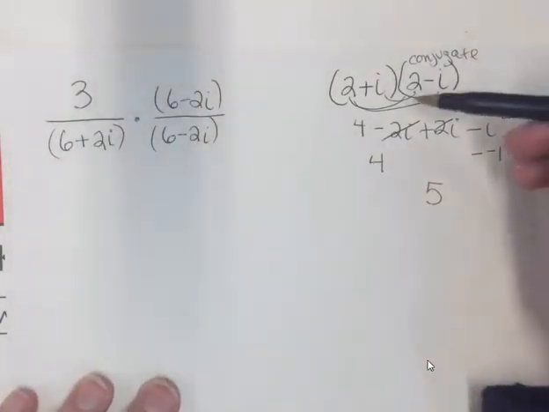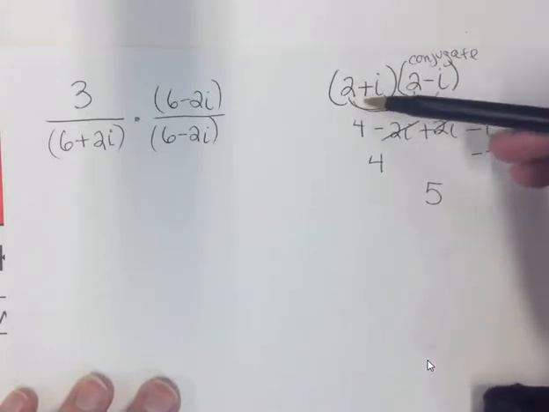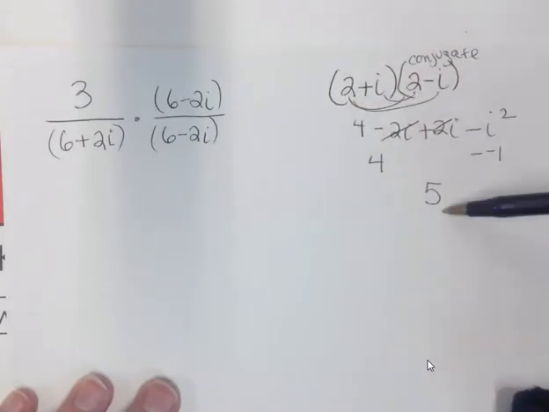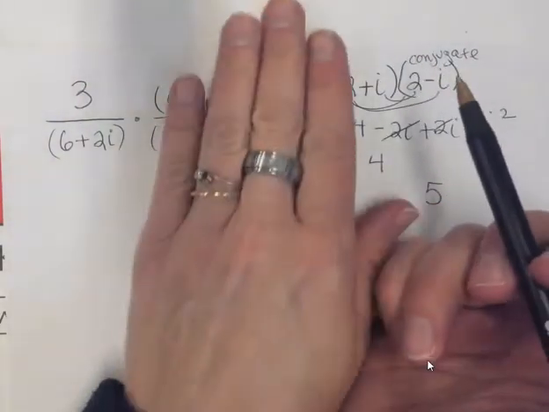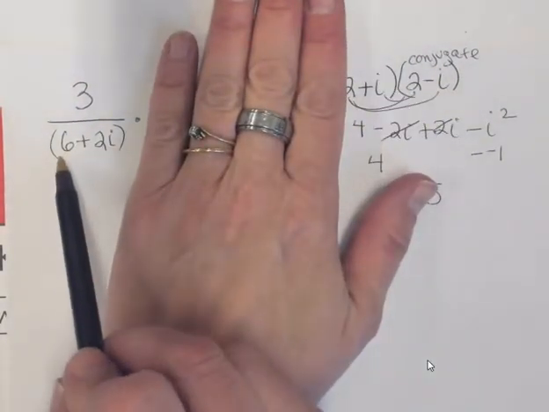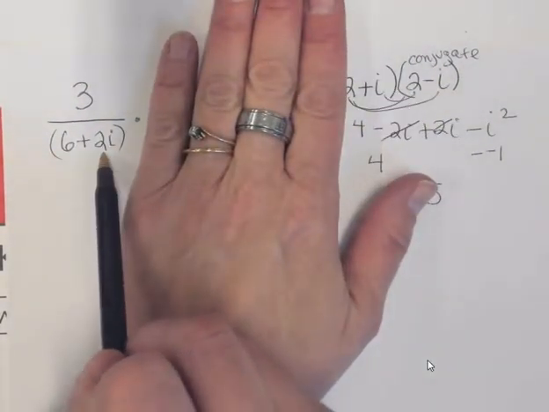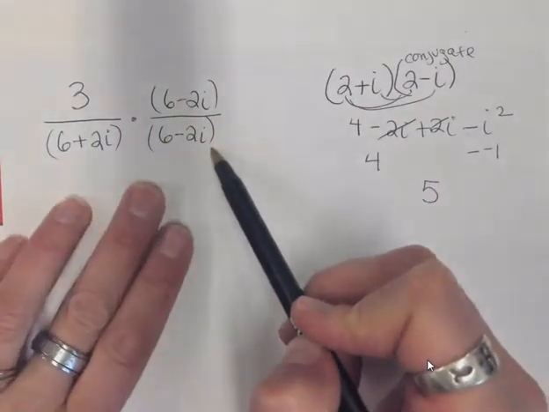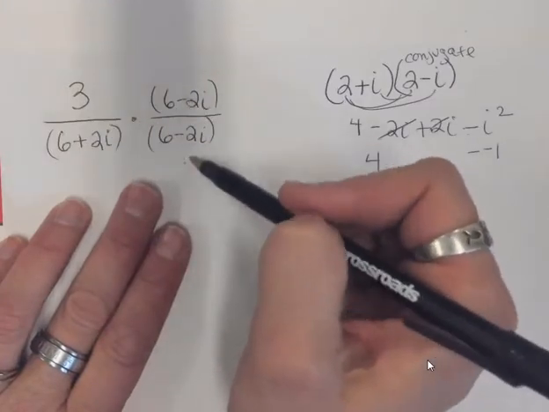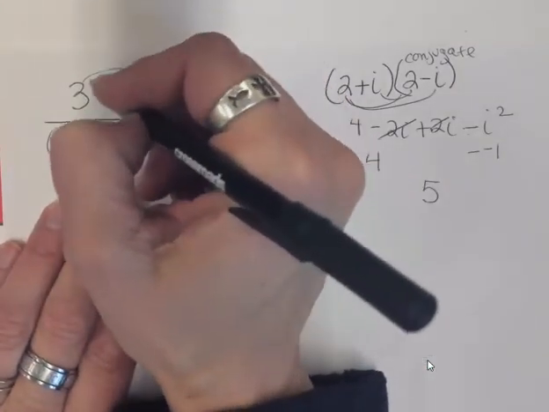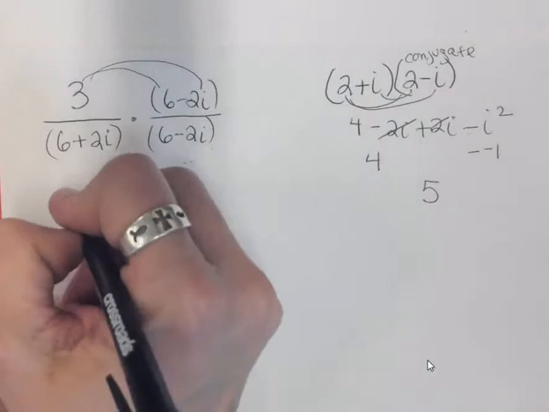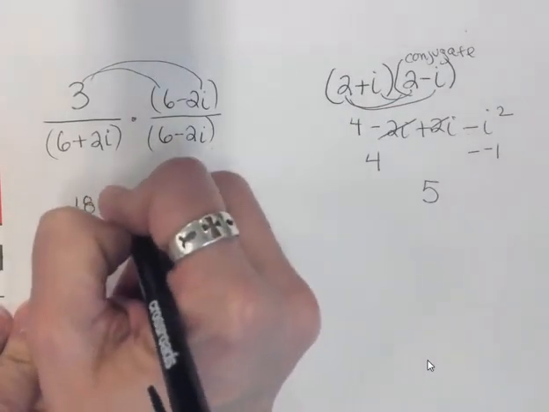So when we multiplied the complex number times its conjugate, we got a real number. So this was the original problem. The conjugate of 6 plus 2i, change the sign on the i only, is 6 minus 2i. So now we need to multiply top and bottom. So we're going to pass that 3 out. So we'd have 18 minus 6i.